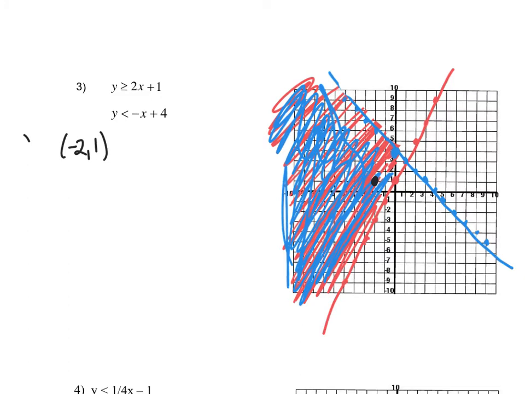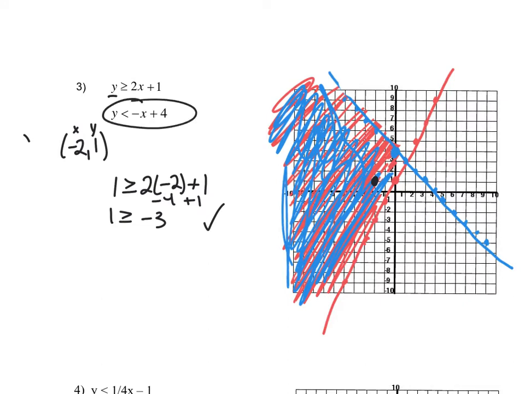Plug it into the first one. So x is -2, y is 1. So 1 is greater than or equal to 2 times -2 plus 1. What's 2 times -2 plus 1? -4 plus 1 is -3. Is 1 greater than -3? Greater than or equal to? Yep.